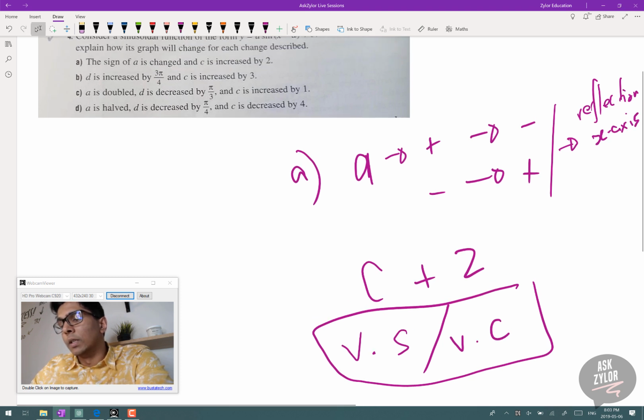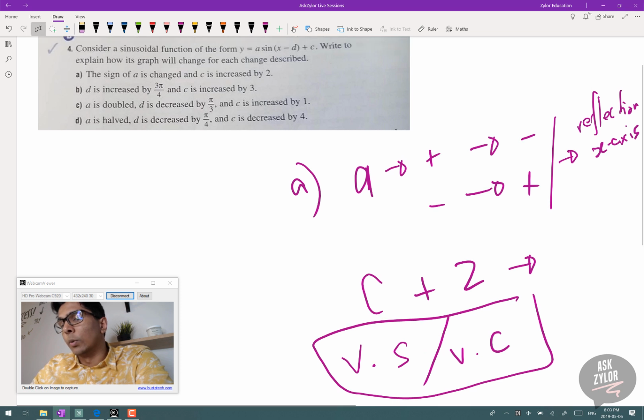Right, and then the C, which we're increasing by plus 2, means we're increasing our graph by 2. In other words, in regards to trig equations, we're raising our equation of symmetry, our axis, by 2. So if it's initially at 0, our equation of symmetry will be increased by 2.